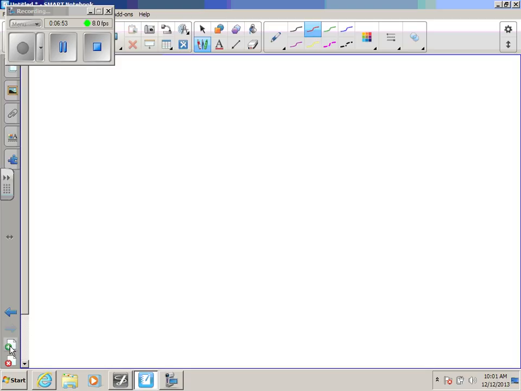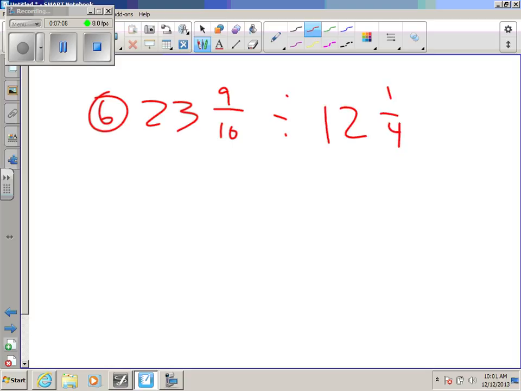How about 7 through 12? Oh, Chris, anything more in that section? Number 6. 23 and 9/10 divided by 12 and 1/4. It's a good question because I would always recommend, if there's division happening, even if you're estimating, always look at that one first. Okay? And I'll explain why in a minute.